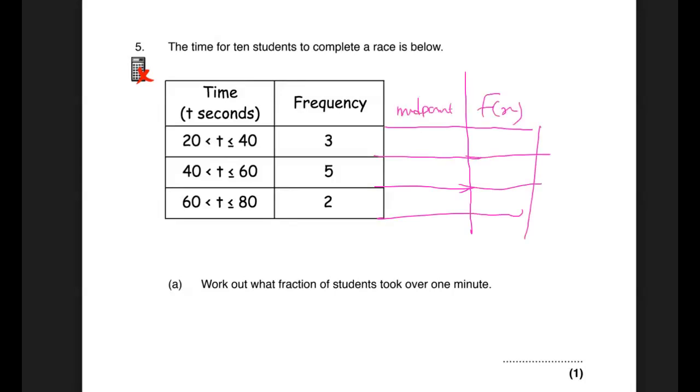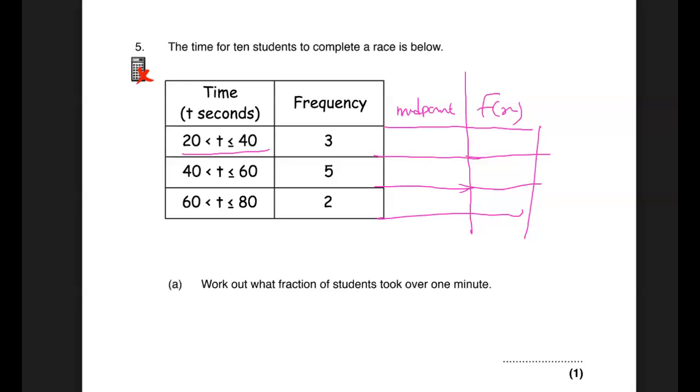So what's the midpoint for this one, Noel? What's the midpoint? Quickly. We don't have time. I said, what's the midpoint? I taught you how to do the midpoint. It's 20 plus 40. Then times 3.